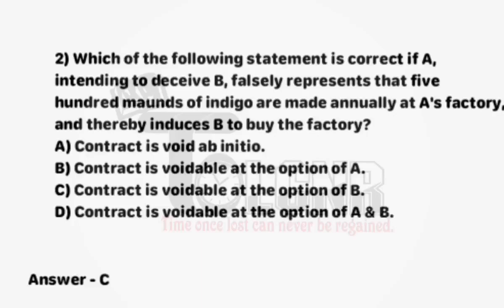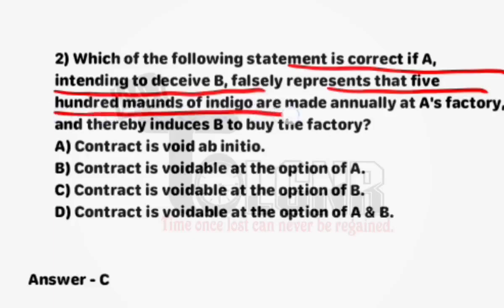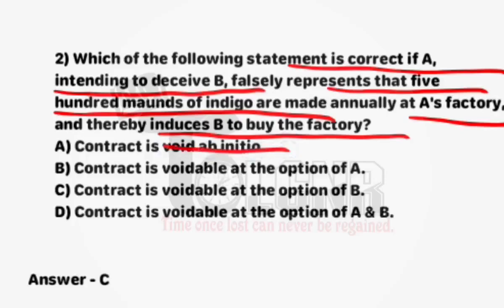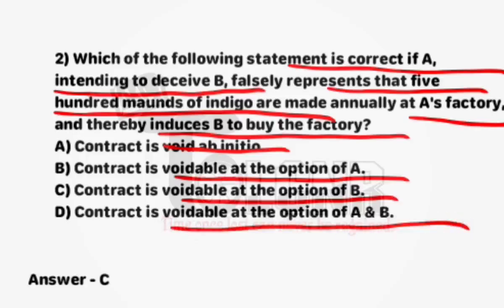Next question is which of the following statements is correct if A, intending to deceive B, falsely represents that 500 maunds of indigo are made annually at A's factories and thereby induces B to buy the factories. Option A, contract is void ab initio. Option B, contract is voidable at the option of A. Option C, contract is voidable at the option of B. Option D, contract is voidable at the option of A and B.